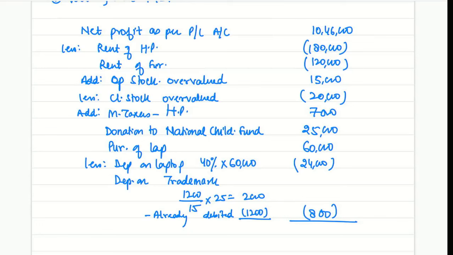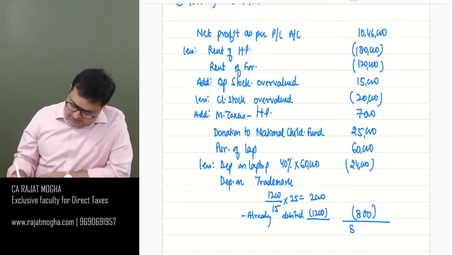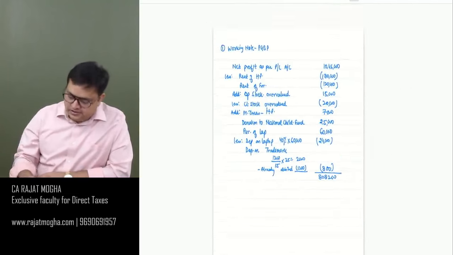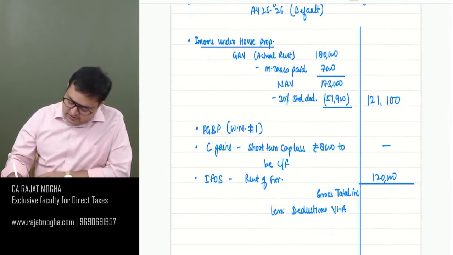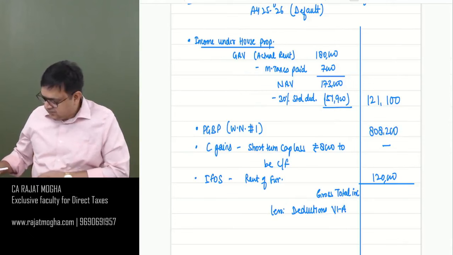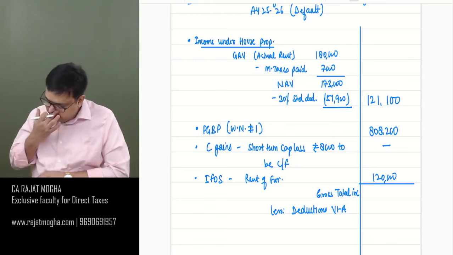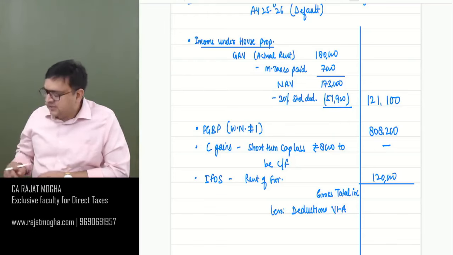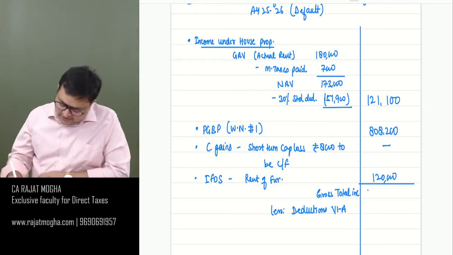8,08,200. Okay. 8,08,200. Correct. So I'll take it over here. 8,08,200 plus 1,21,100 plus 120, that makes 10,49,300. Is it okay? 10,49,300.